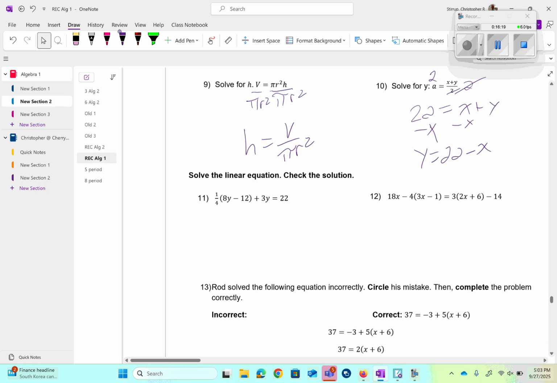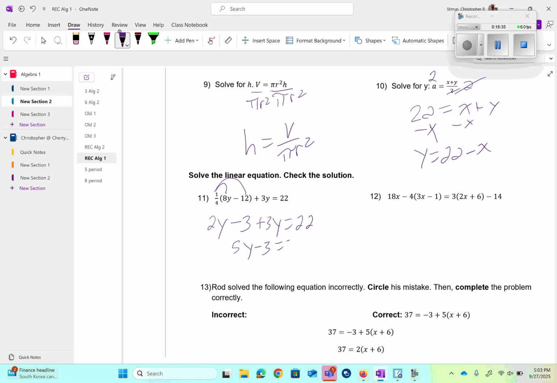All right, now we're going back to just solving. Okay, how many times does 4 go into 8? Twice, so I get 2y. How many times does 4 go into 12? 3 times, and don't forget it's a negative. Now we got rid of those signs. Let's add 2y and 3y together. That's 5y minus 3 equals 22. Let's add 3 to both sides to get to 25. Divide both sides by 5. So 25 divided by 5 is 5.